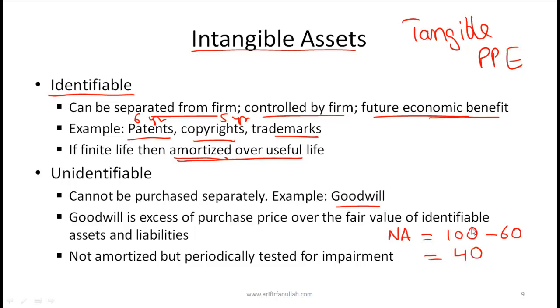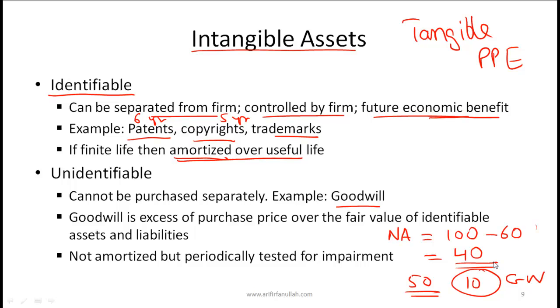We look at all the assets and their fair market value, that's 100. We look at all the liabilities and their fair market value, let's say that's 60. Then we can say that the fair market value of the net assets is 40. For this business, let's say you pay 50. So you pay 10 million above the 40 million fair value. That 10 million is the goodwill.